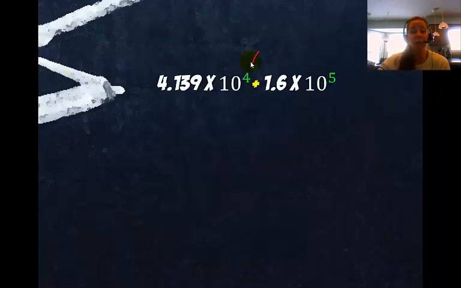It doesn't matter whether you pick 10 to the 4th or 10 to the 5th. One of them needs to match. So let's just pick 10 to the 4th and stick with it. 4.139 times 10 to the 4th. And then 1.6 times 10 to the 5th. Well, we don't want it to be 5, right? We want our labels to match. So I'm going to take away 1 from there to get it to be 10 to the 4th.